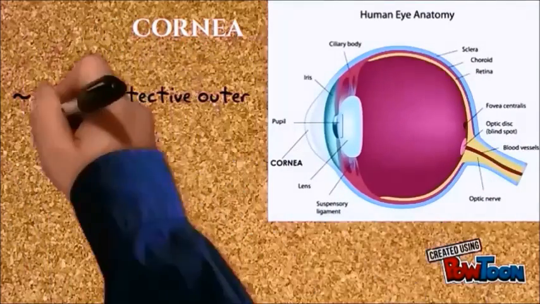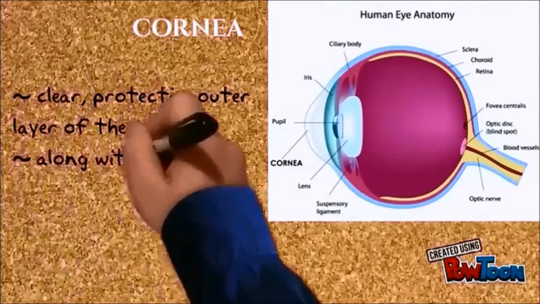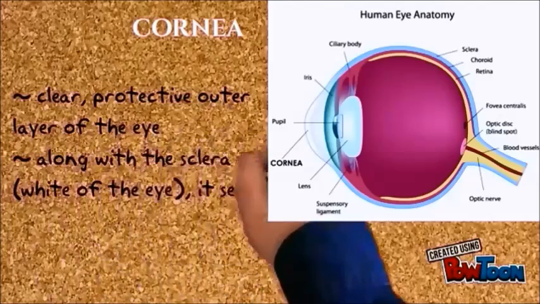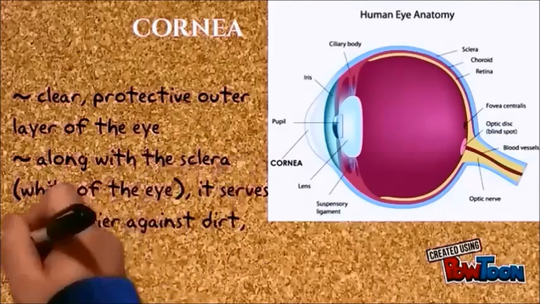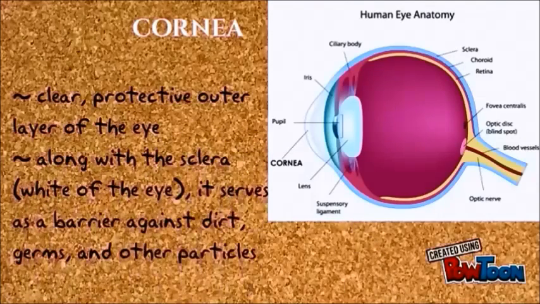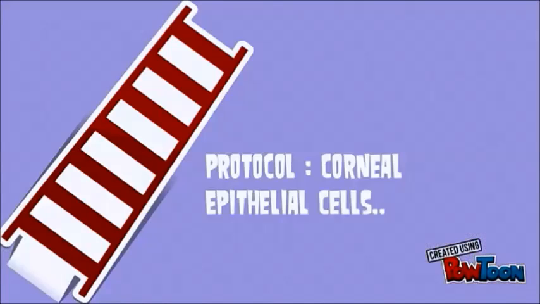Cornea is a clear protective outer layer of the eye. Along with the sclera, the white of the eye, it serves as a barrier against dirt, germs, and other particles. Protocol of corneal epithelial cells.